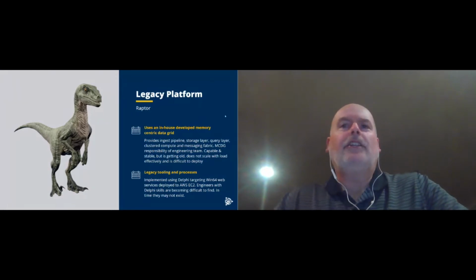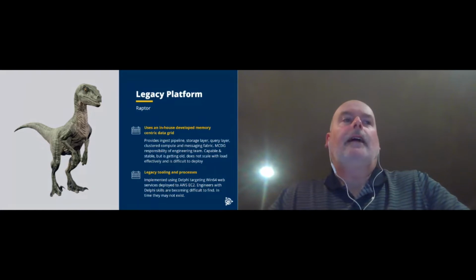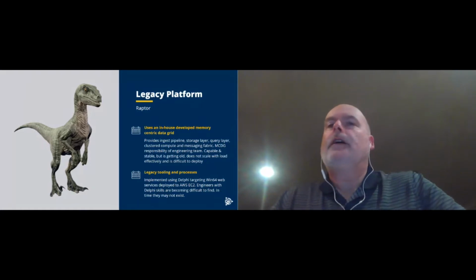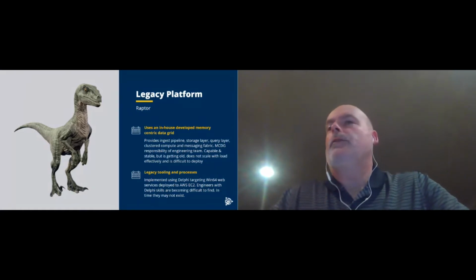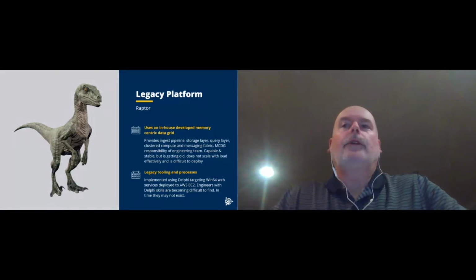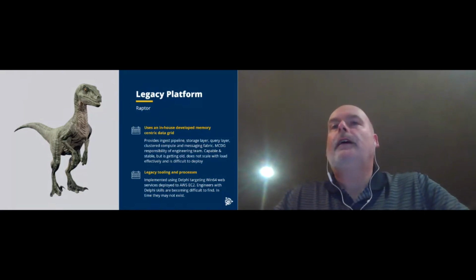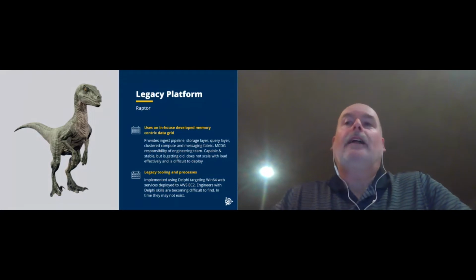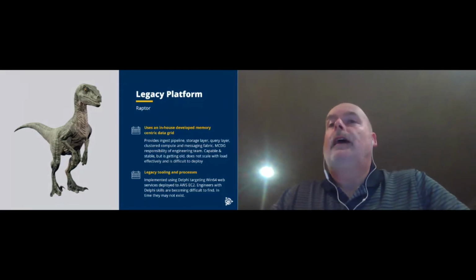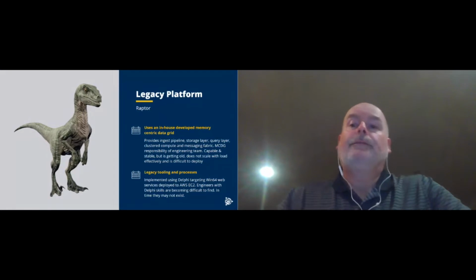Beyond that, there are some legacy tooling and processes that, again, are part of this kind of technology drift. It's implemented in a system called Delphi. It targets Windows 64 web services, and they are essentially deployed to servers, and in this case, to AWS EC2 servers. It's becoming quite hard to find engineers with those skills, and in time, they may not exist.